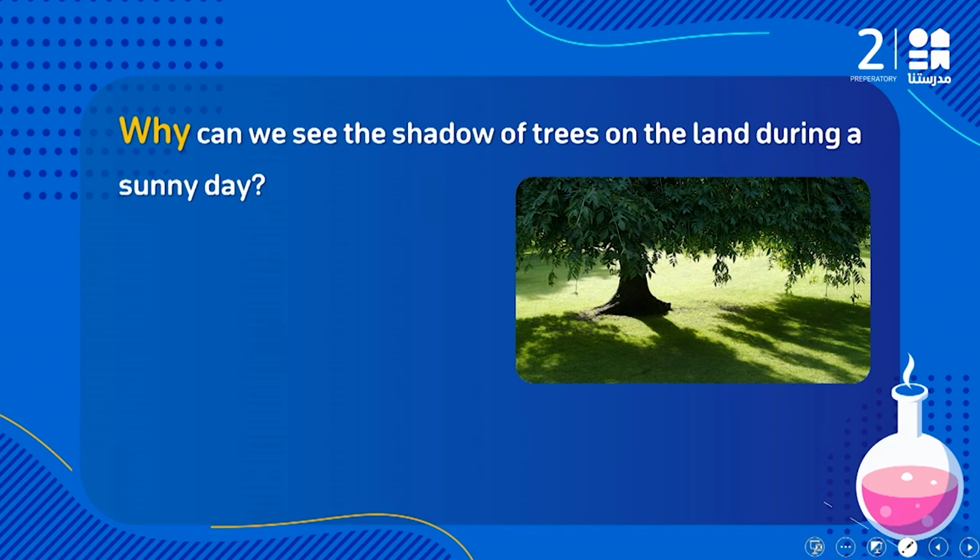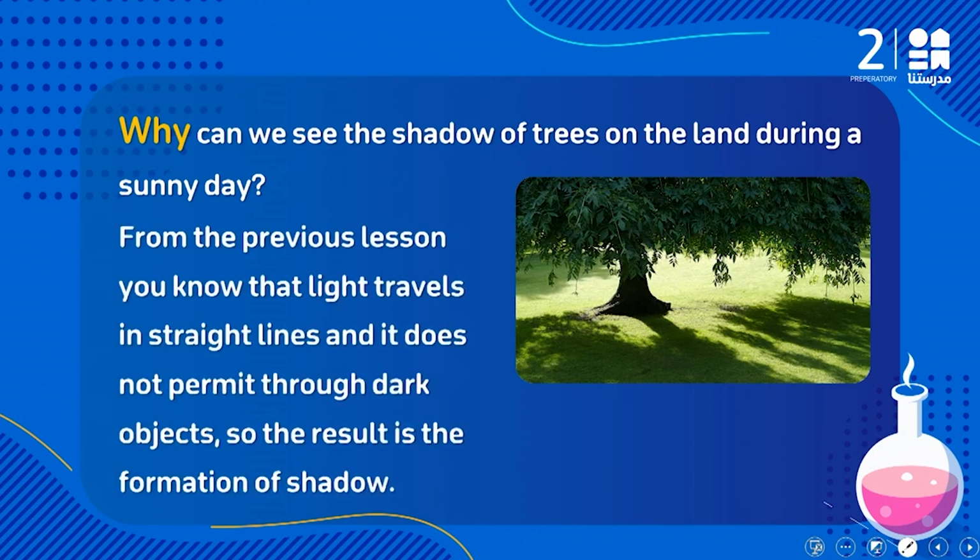So this shadow is formed because what? Because we studied before that light travels in what? It travels in straight lines. Again, light travels in straight lines and the opaque object doesn't permit the light to pass through it. So it's going to form what? It's going to form a shadow.